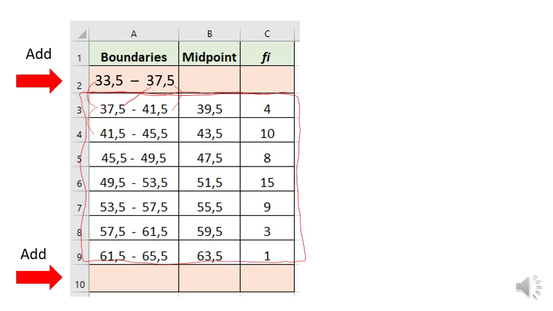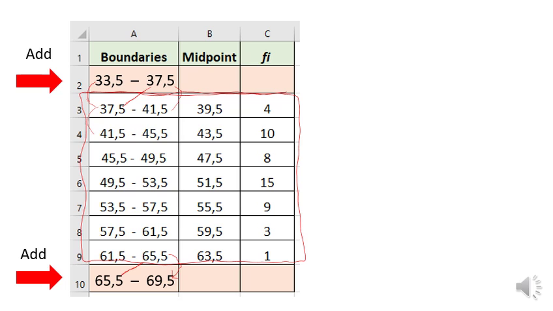And then if I had a class directly after my last class, its boundaries would be 65.5, the same as that, up to 69.5. Now I found that upper limit. Remember, we're jumping up by 4 units, because 4 units is my class width, remember, it's my C.